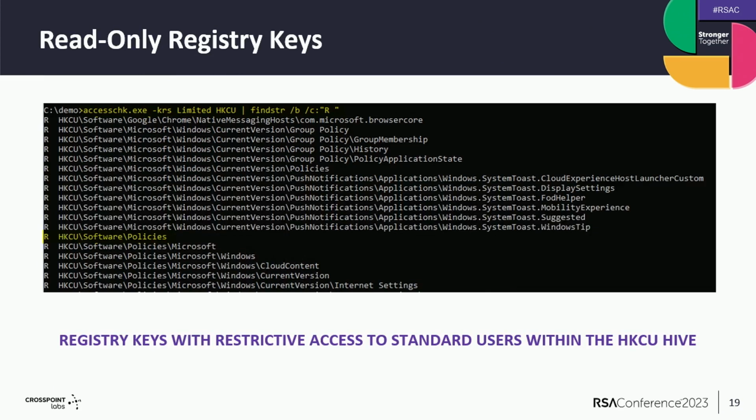Now I would like to talk a little bit about the process I went through to identify the security risk of this vulnerability. We know that standard users have write access to the current user registry hive, including the keys within it. At least that was my assumption, but I wanted to double check. So I used a tool like AccessChk from Sysinternals to find out if there are registry keys within the current user registry hive that the standard user does not have write access to. And I found a couple of interesting ones.